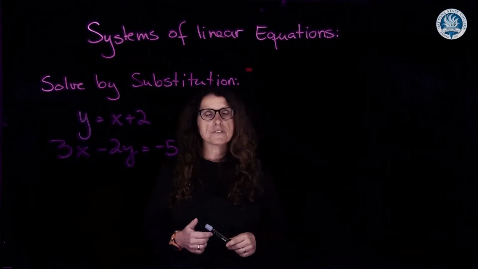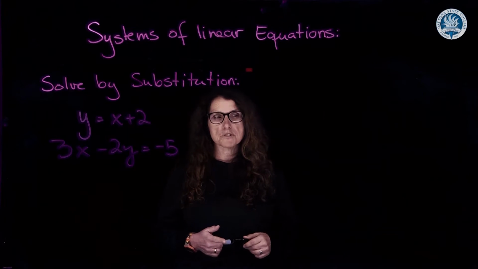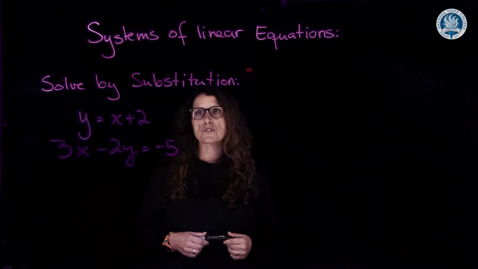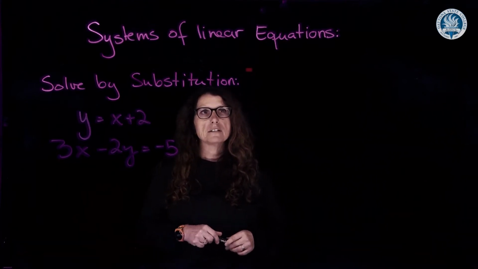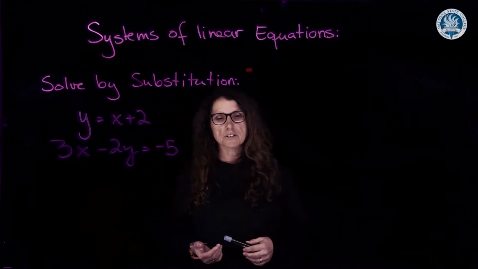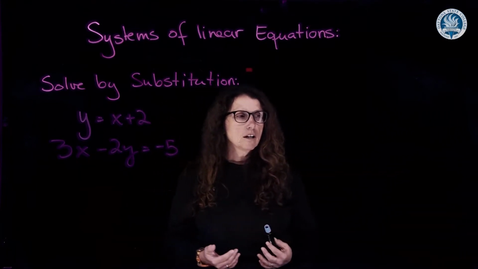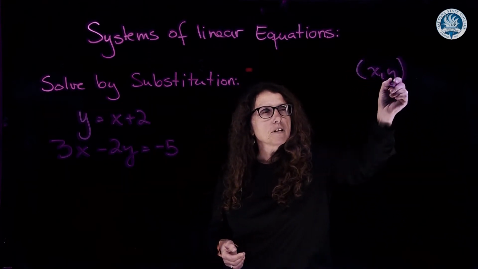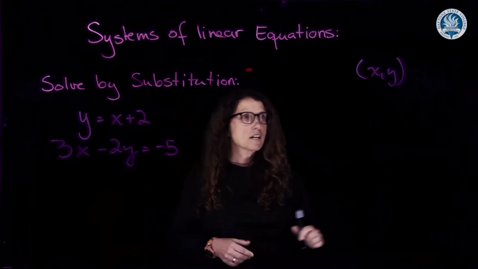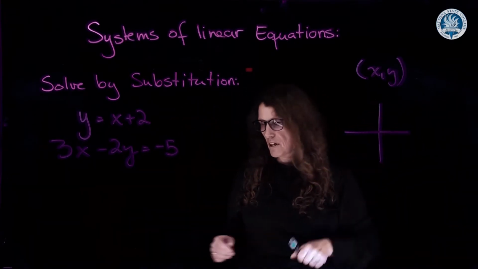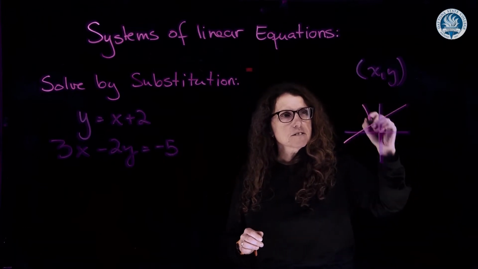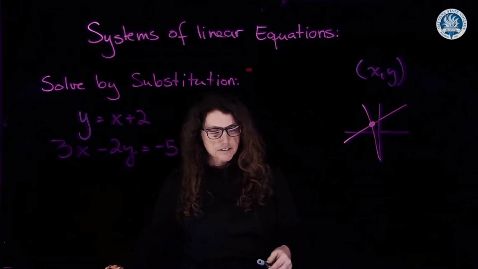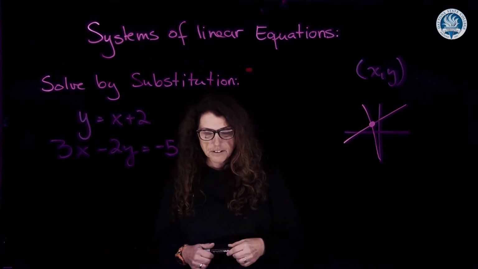They can be solved either by graphing, by substitution, or by the addition method. Today I want to show you how to solve by the substitution method. Now when we're solving those systems of linear equations, usually our solution comes in the form of an ordered pair x comma y. That happens when you have two lines and they intersect with each other. That would be your solution, and it is in the form of an ordered pair x comma y.